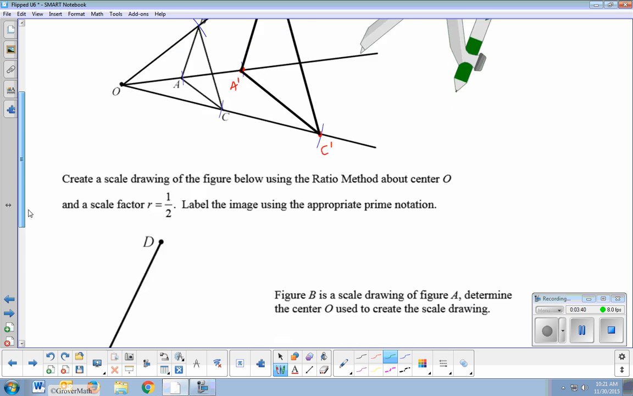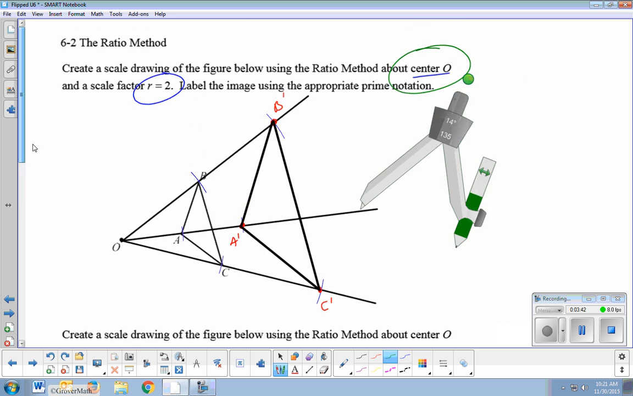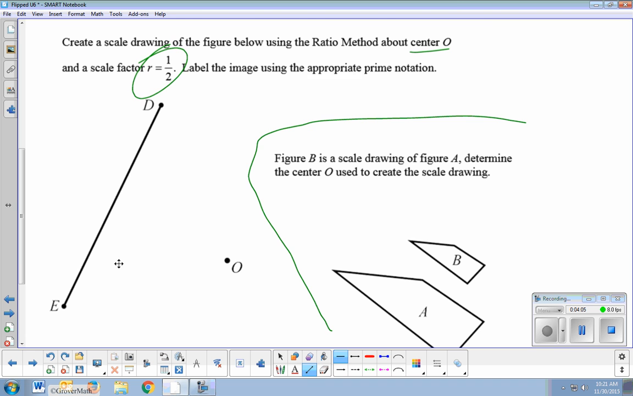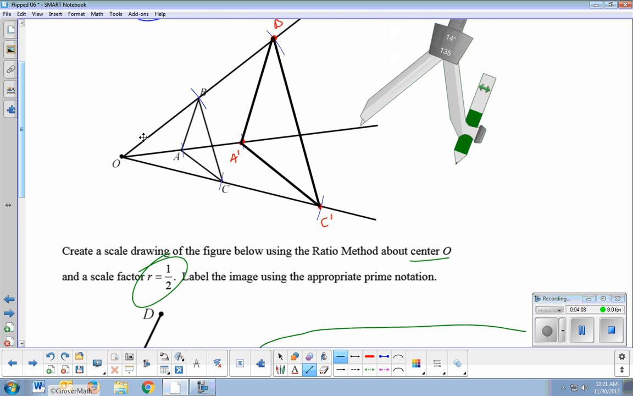All right, we could do the same thing, but we can make things smaller. Like here in this case, these are 2 separate questions. They're just kind of on top of each other. But I didn't need a whole second page, so I kind of did this here. But so just ignore this stuff for now. Just look over here. So create a scale drawing of the figure. So line ED, I want to make it half the size with center O. So what we did up here was first thing we did was we drew these lines from the center to the point.